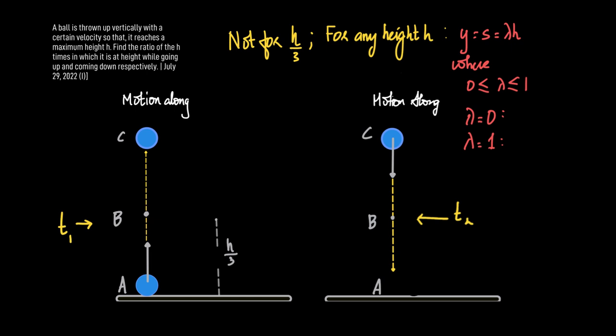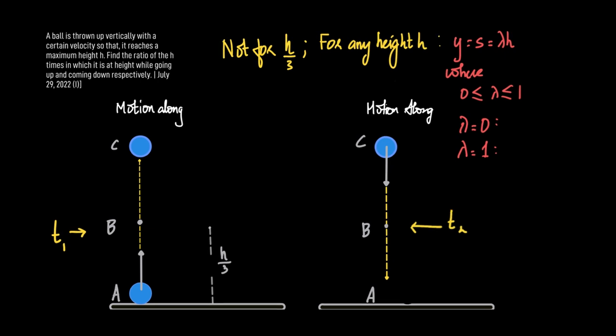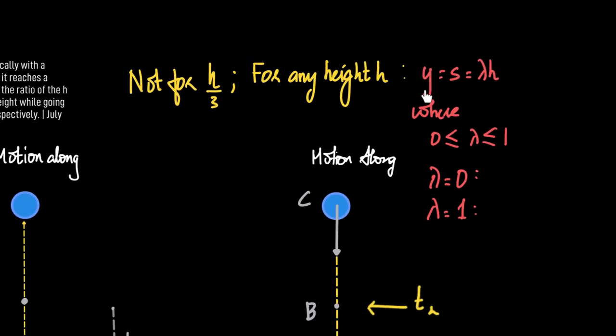We'll solve this question now, not based on h by 3, but for any height h, which means the vertical displacement that we consider here would be y equal to s. The vertical displacement would be s is equal to ut plus half at square, but the maximum vertical displacement is s equal to lambda h. What does that mean? When lambda is equal to 0, what is s equal to?